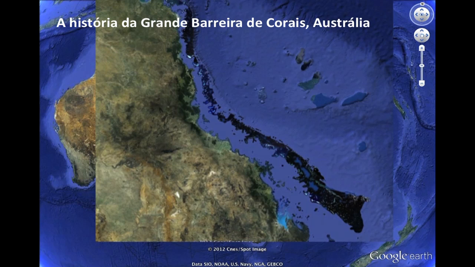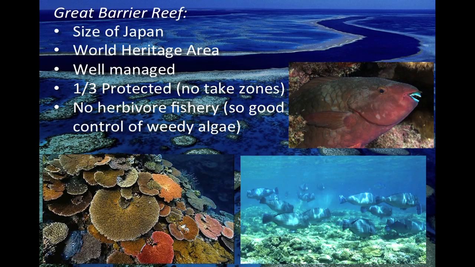Now, we're very fortunate in Australia in that we have a very well-managed reef. A third of it is protected, and we don't have a commercial herbivore fishery, which means we don't catch fish that mow the lawns on reefs. We don't fish the fish that are almost safeguarding the health at a local scale. We still have the problem in front of us of climate change and ocean acidification.